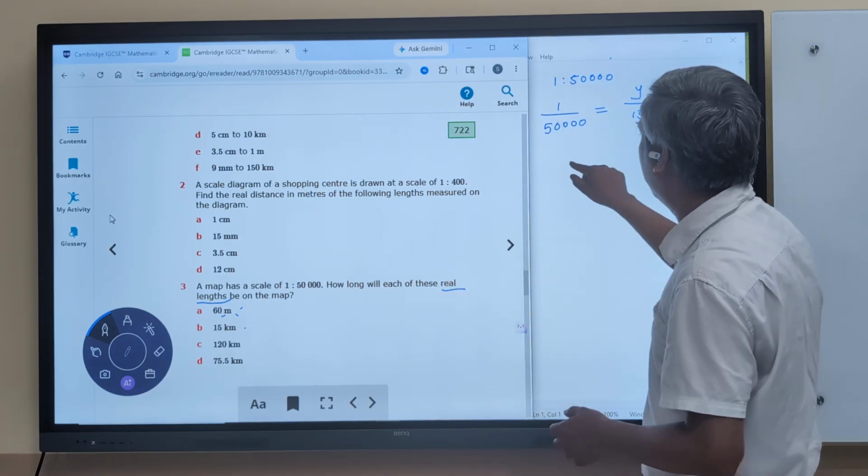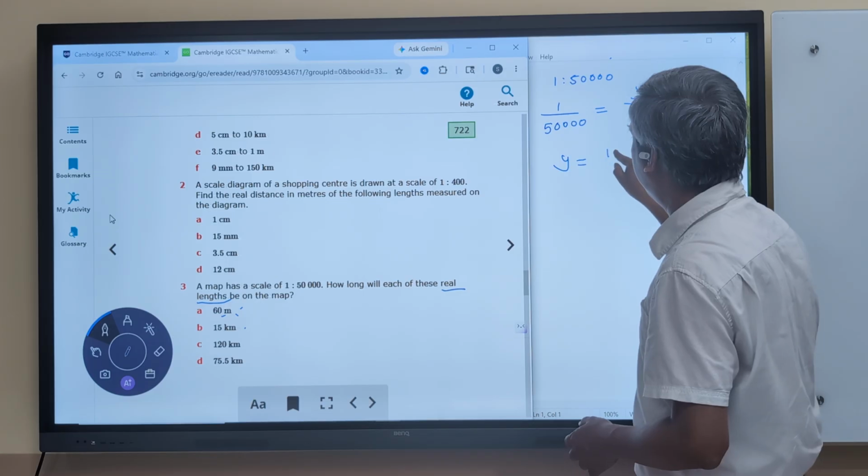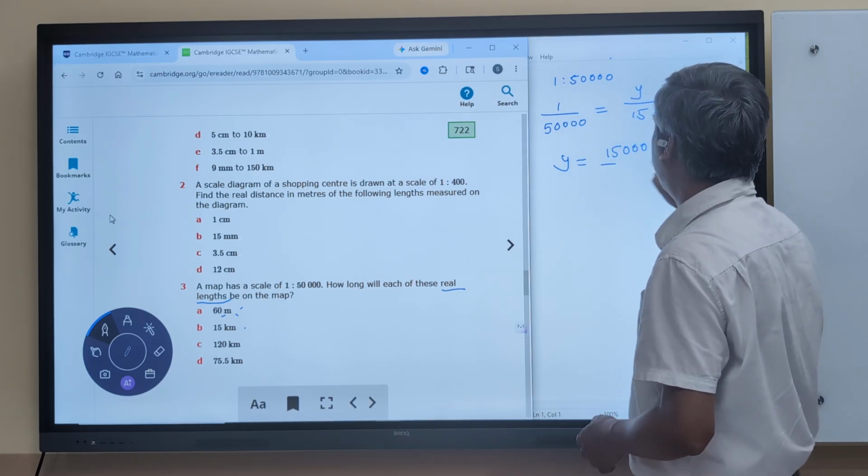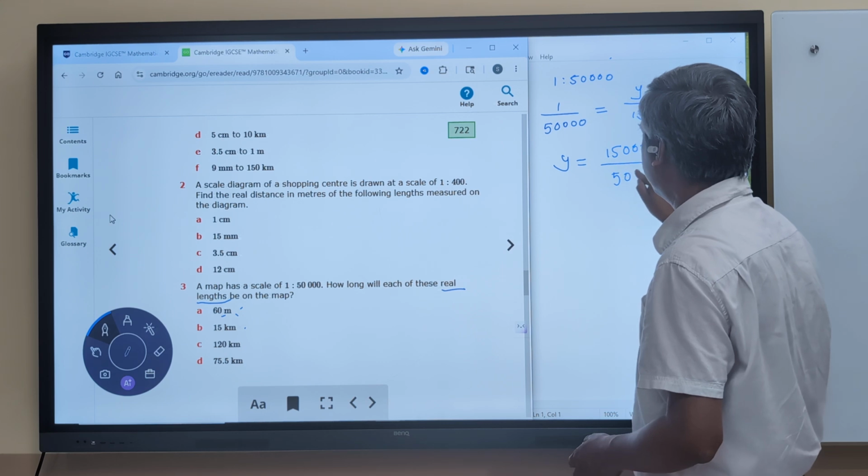So cross multiplying, we have y is equal to 15 kilometer, which is 15,000 meter, divided by 50,000.